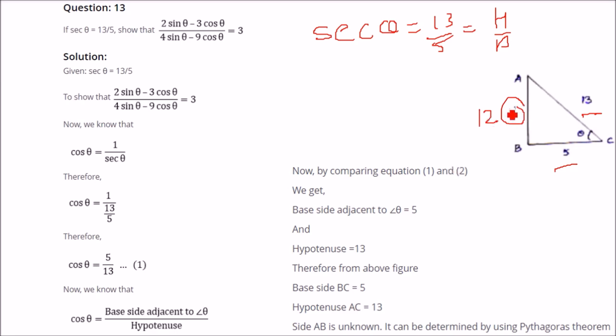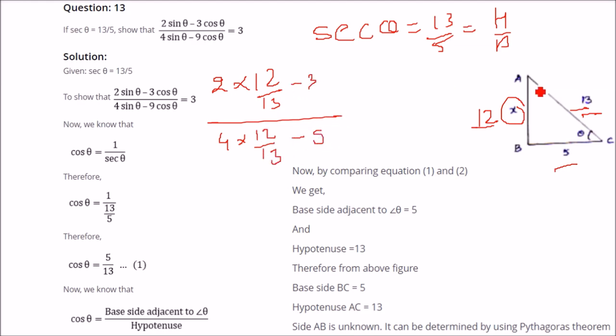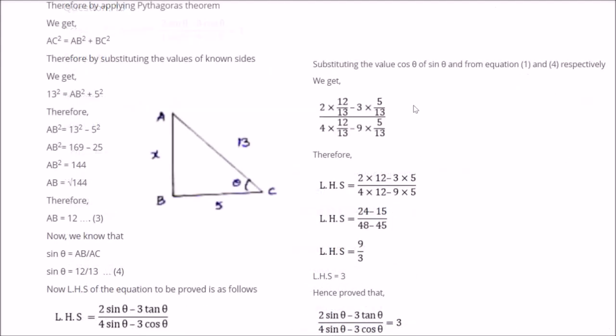This is 12. And when this is 12, just put the value. Sin theta is perpendicular upon hypotenuse. So perpendicular is this one. Hypotenuse is this one. 12 by 13. Right? Let me write here also. Now what is cos theta? Cos theta is base upon hypotenuse. Base is 5. Hypotenuse is 13. So 5 by 13. So let us solve it. There is the solution. This will be 3.